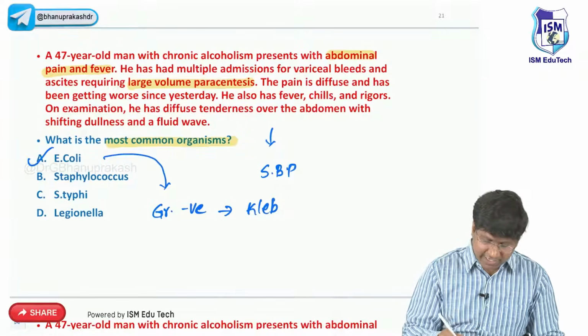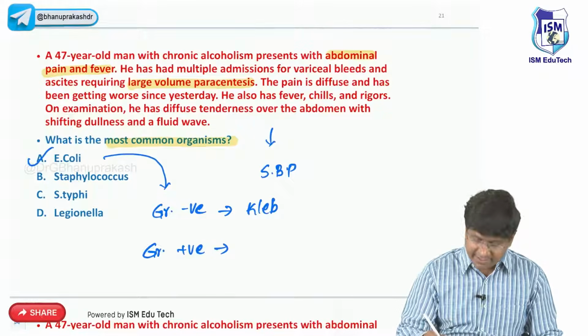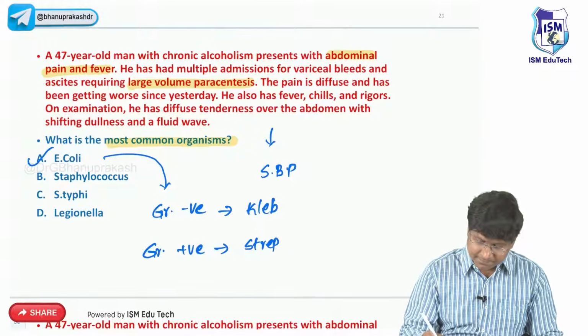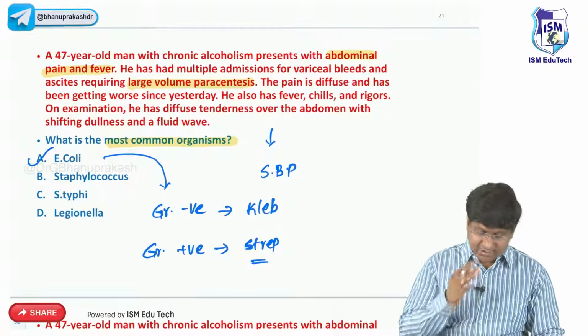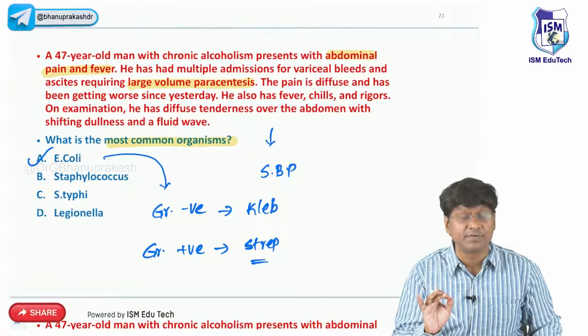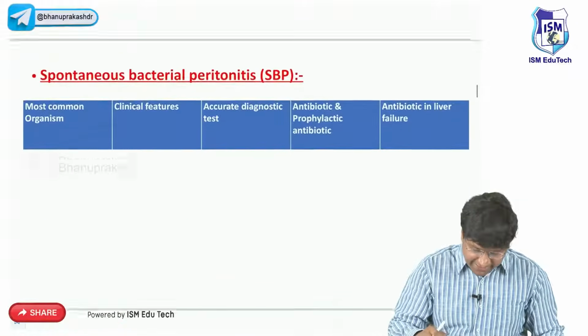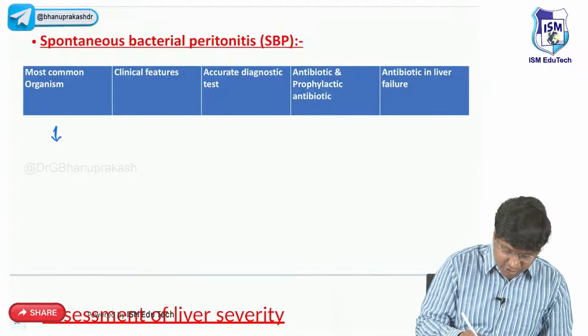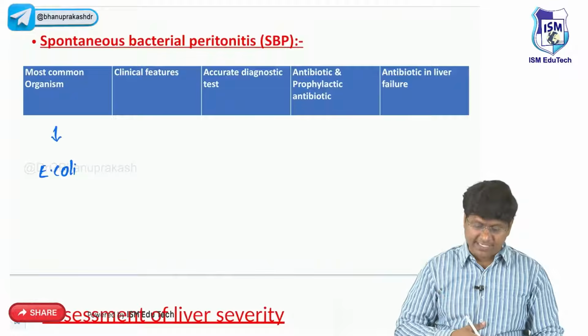Next, we also have gram-positive organisms. The gram-positive organism will be Strep pneumoniae, right? So these are the organisms which are responsible for the development of spontaneous bacterial peritonitis. Now, most common organism is what? E. coli. Right? Now, the clinical features will be fever as well as abdominal pain.